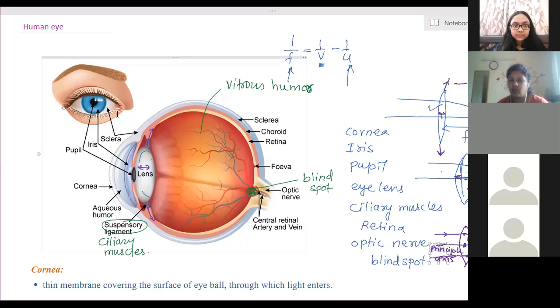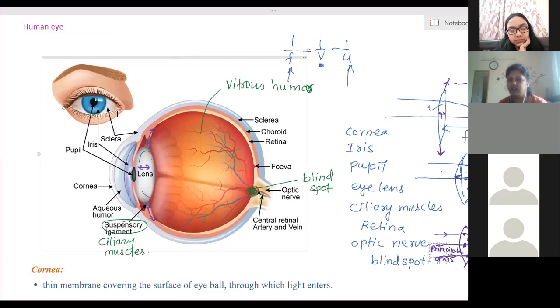So cornea is the window of the eye. The light enters the eye through this window, that is cornea. Most of the refraction, that is most bending of the light, happens through the cornea. And also it has some liquid part. So that is aqueous humor. It consists of aqueous humor.